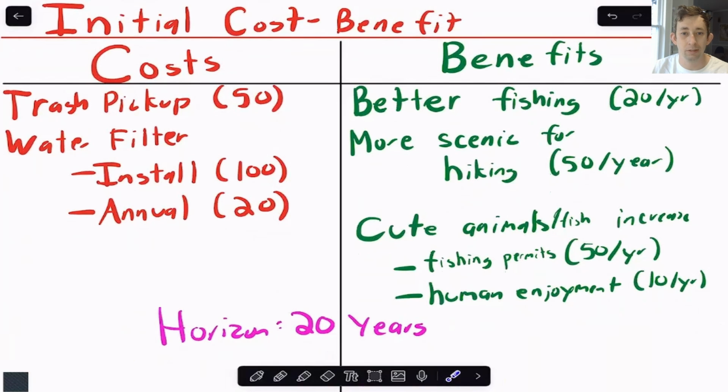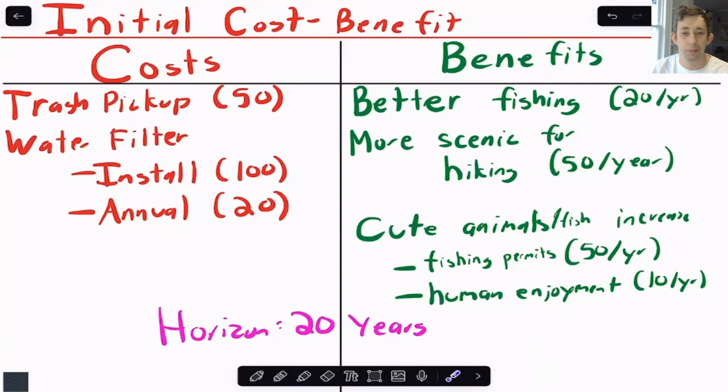Maybe in order to clean up this lake, we've got to install some sort of water filtration system. That's maybe 100 to install it, and then 20 per year to run it. On the benefit side, the benefits won't start happening until this park has been cleaned up, and so the benefits are going to come later.